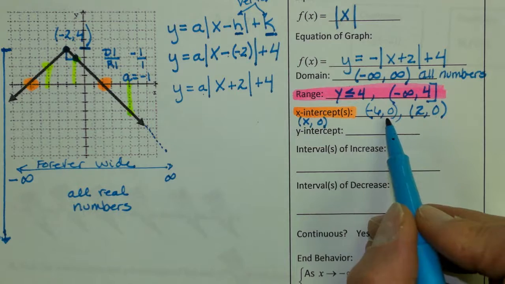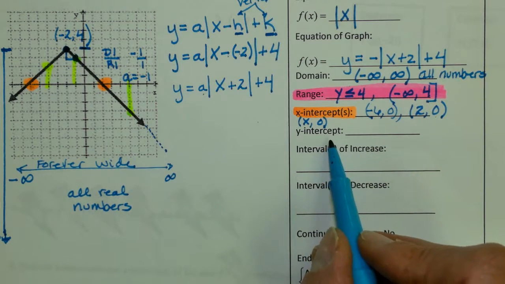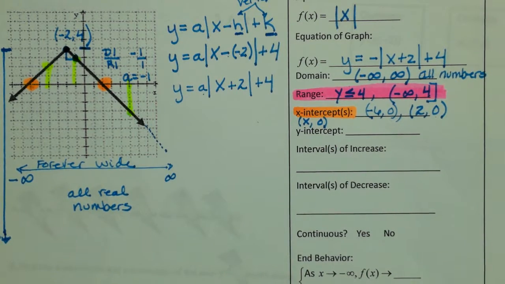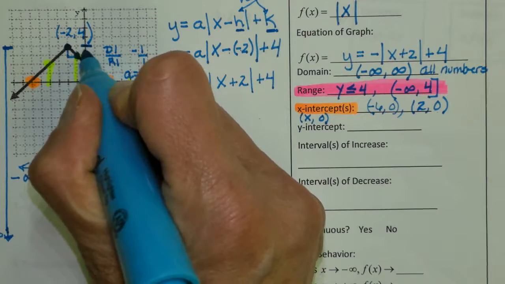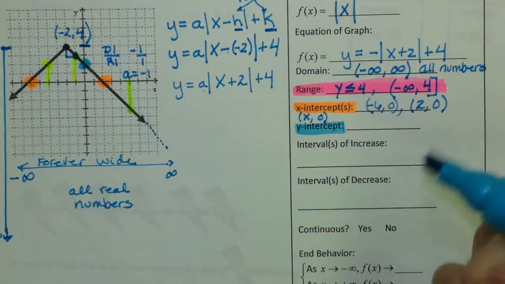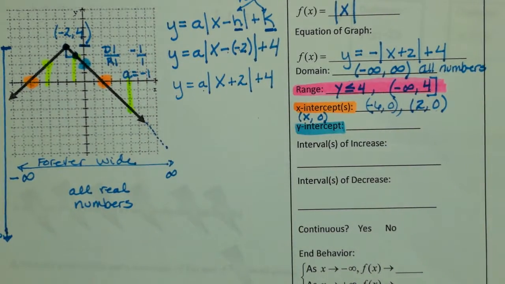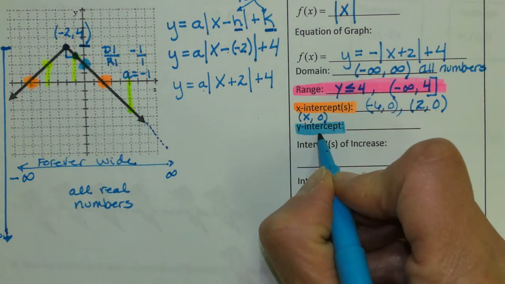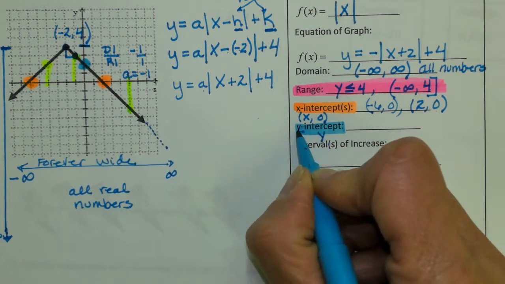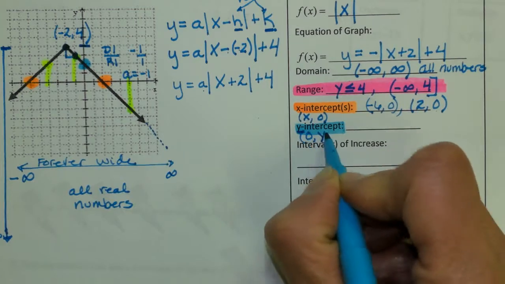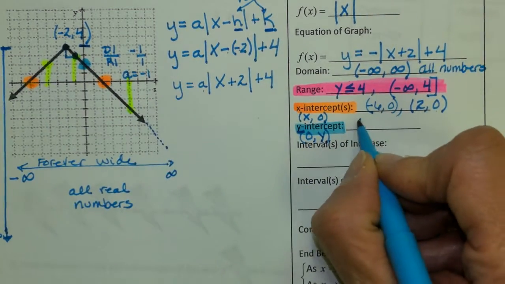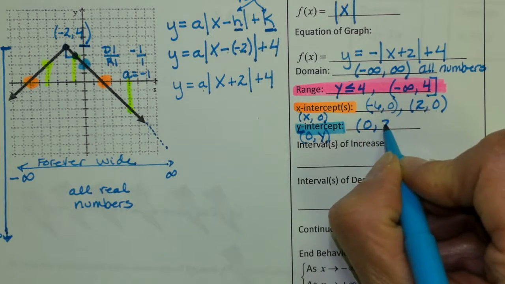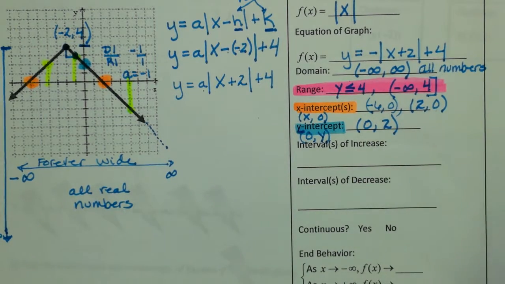Y is always 0. Now my y-intercept, I should only have one of those. So my y-intercept is right here. So my y-intercept is where I'm looking for y. Notice it tells me what I'm looking for. My x is 0. So what is my y? My y is 2. X is 0. Y is 2. That's my y-intercept.